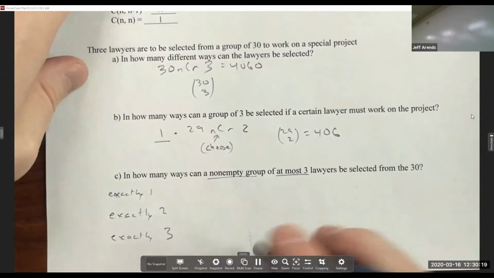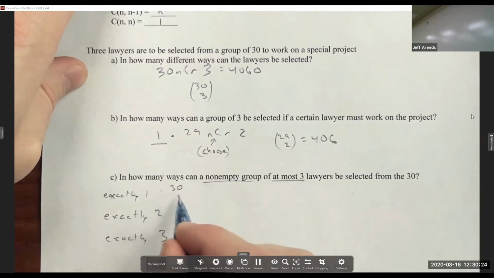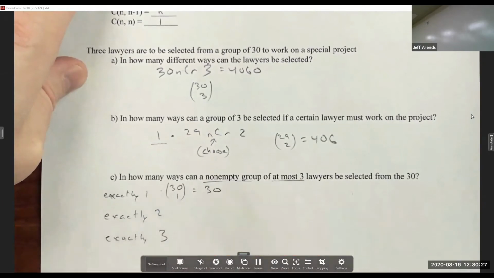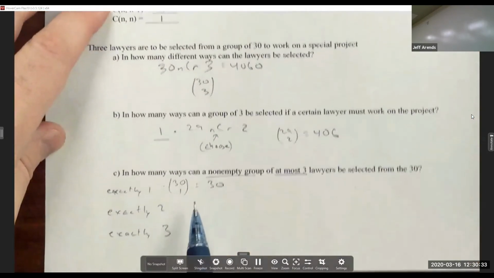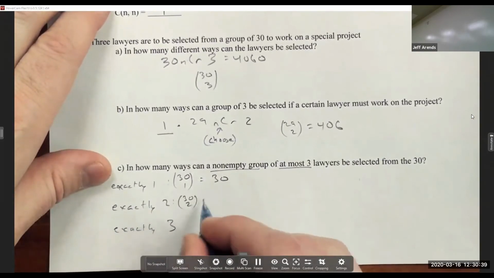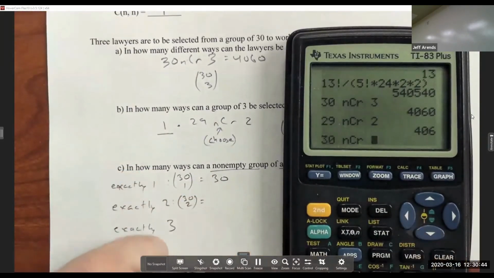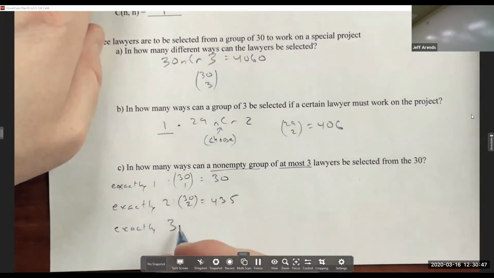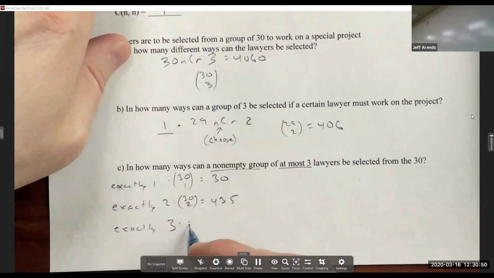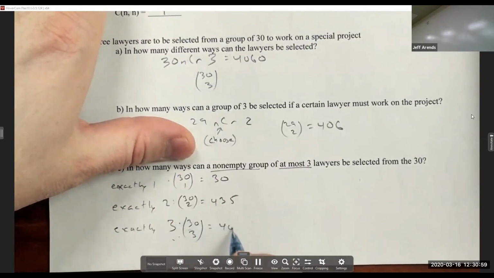And I want to figure out the number of ways that I could have exactly 1 lawyer on the group. Well, there's 30 lawyers. I'm choosing 1. There's 30 different ways that could happen. This is the n choose 1, so I'm just using the special case here. 30 choose 1 is 30. If we want to do 30 choose 2, I have to plug that into my calculator. We get 435. And if I want to do 30 choose 3, we already figured that out. That's 4,060.